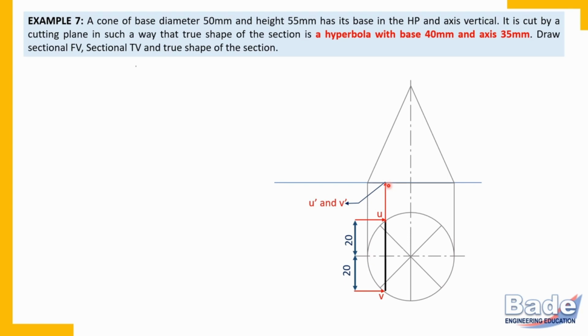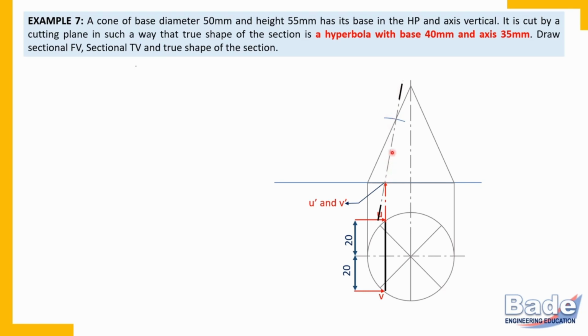But it is not a parabola. So we are not going to draw cutting plane line parallel to end generator. In compass, take distance 35 millimeters and U dash V dash as a center. Try to understand. Now use compass, radius as 35 millimeter and center as U dash V dash. You cut the boundary generator in this manner. Now cutting plane is passing through U dash V dash and also through this corner.